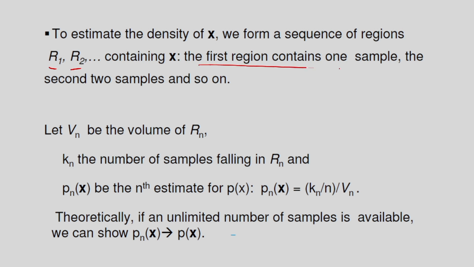The first region contains one sample, the second contains two samples and so on, and Vn be the volume corresponding to the region Rn, and Kn is the number of samples falling in the region Rn. So, considering the K number of samples falling in the region Rn, I can estimate the probability or the density Px. Pn(x) is the nth estimate of the probability P(x). So, I can determine the density as Kn divided by n divided by Vn.